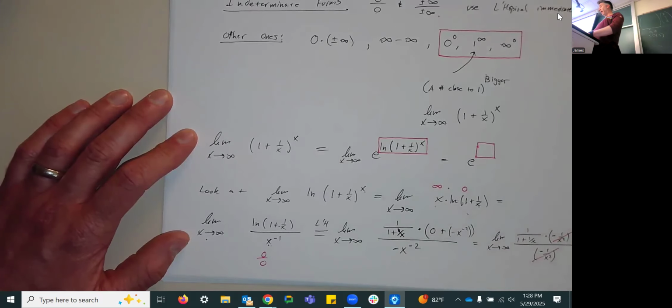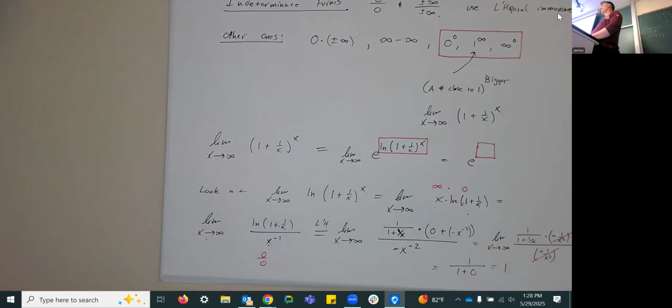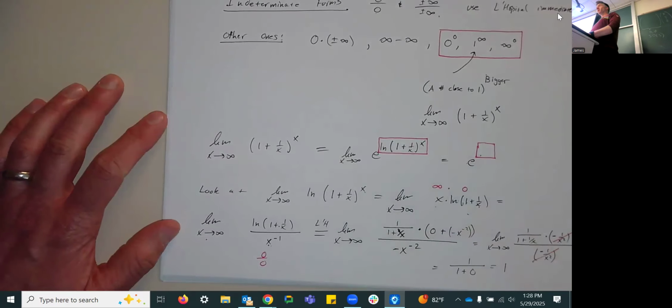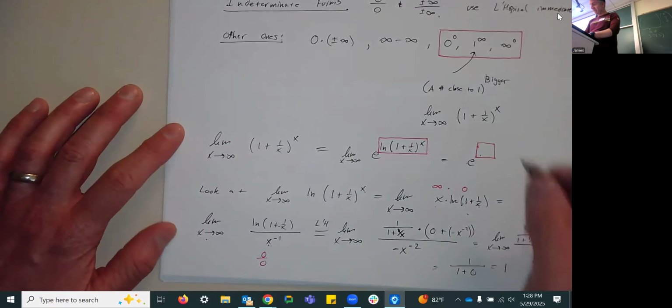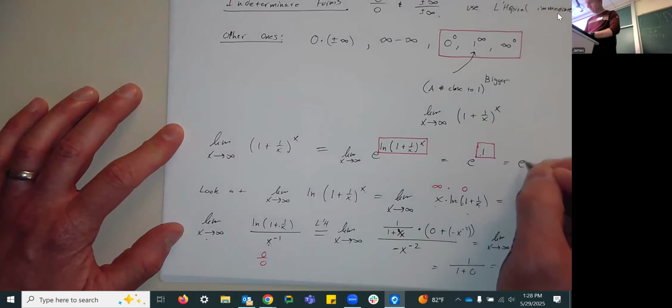And now we let x go to infinity for the rest of it, and we get 1 over 1 plus 1 over infinity, which is 0. So we get 1. And we don't say that's our final answer because we remember that it's really e to that number. So our actual answer is e to the 1, which is just e.